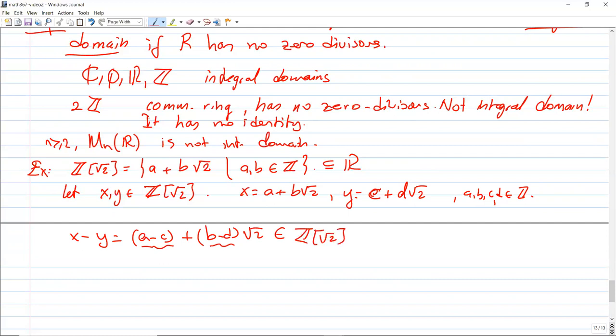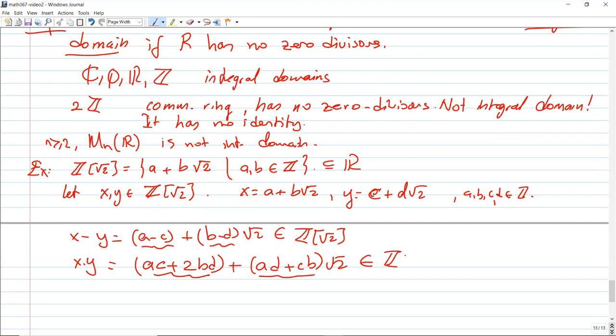And if you multiply them, what do we get? It is ac plus 2bd plus (ad plus cb) square root of 2. So this is an integer, and that is an integer, so that this is inside Z[√2]. So it is a subring. Z[√2] is a subring of the real numbers. Also, it's a subring of the complex numbers, of course.